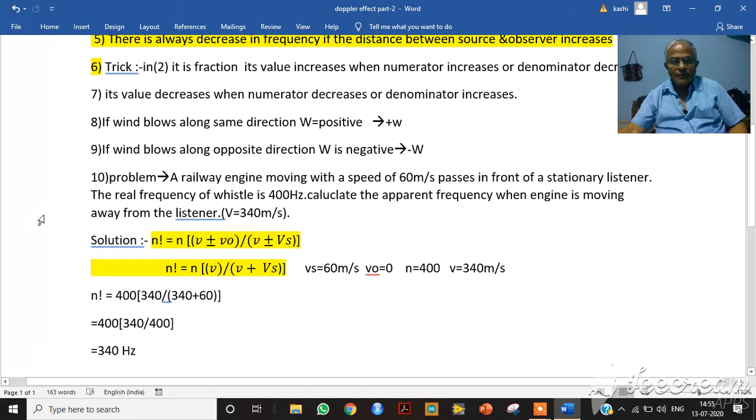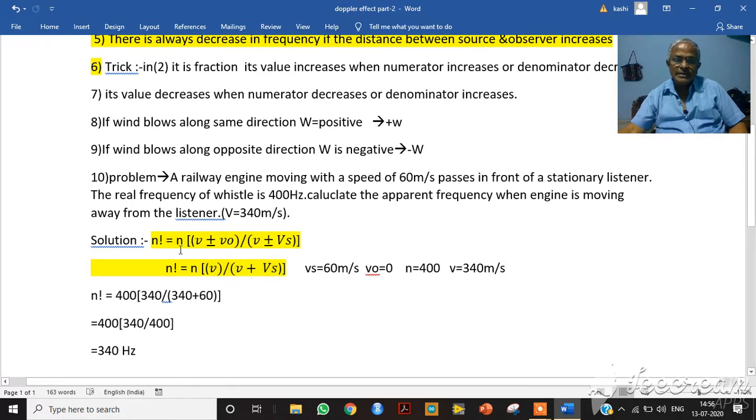You observe here, the engine is moving away from the listener, so the apparent frequency will decrease. So you have to select the signs. Vo is 0, so you put Vo as 0, and you have to select whether Vs is plus or minus. The engine is moving away from the listener, so the apparent frequency is decreasing, so you have to select plus in the denominator, so it becomes V plus Vs.